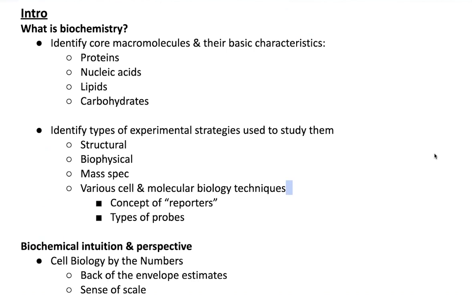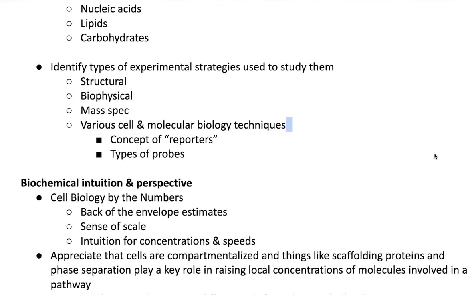You also want to identify some types of experimental strategies used to study these various macromolecules. So again, these experimental techniques are one of those things that's just going to show up throughout the course. And we'll go into more detail as we get into each of those topics and how these experiments are used. But being familiar with the basic concepts of these experiments is going to help you understand them as they come up. So their basic strategies include structural strategies.